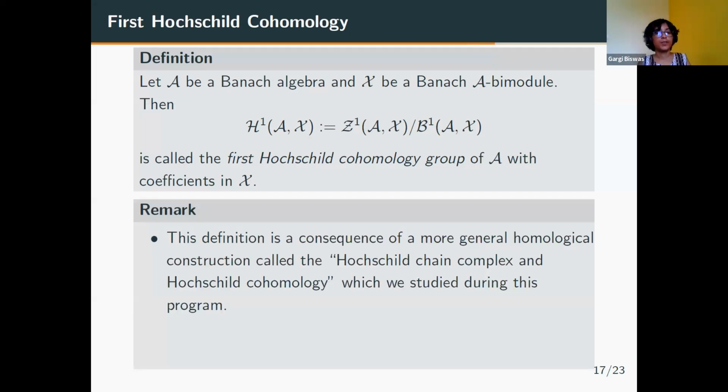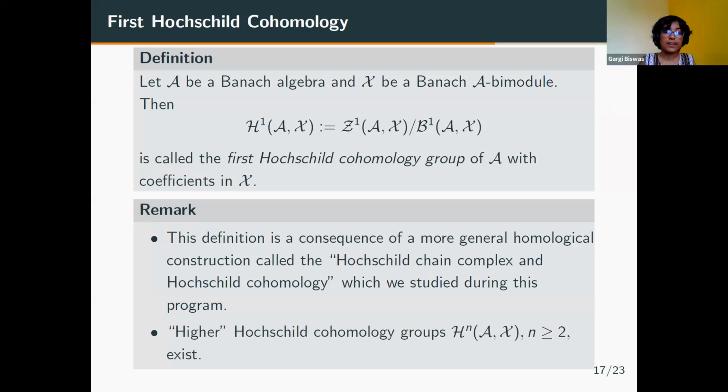Okay, here are a few remarks. This definition is a consequence of a more general homological construction called the Hochschild chain complex and the Hochschild cohomology, which we also studied during this program. And higher Hochschild cohomology groups for n greater than or equal to 2 also exist.